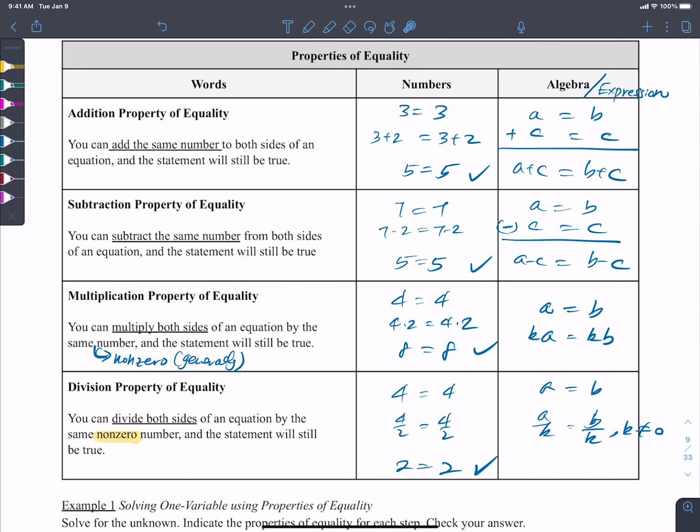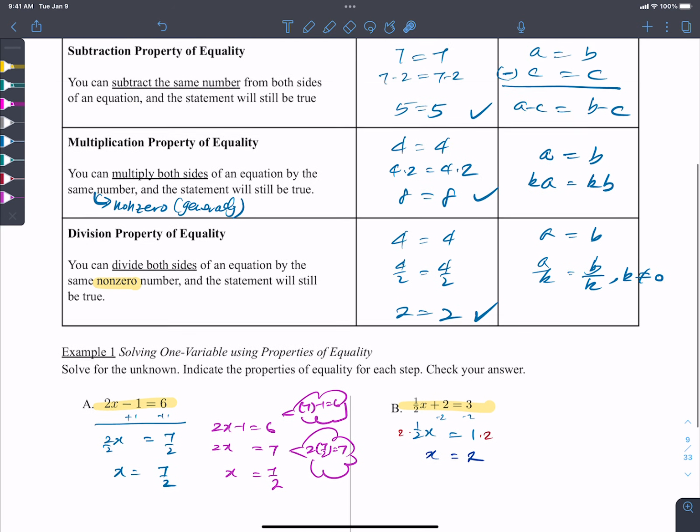And finally, the division property of equality. Let's say you have four equal to four, and let's say you decide to divide by 2 on both sides. You will end up with 2 on both sides. So if A is equal to B, and you divide both sides by K, then A divided by K has to equal B over K as well. Note that K cannot be 0. Hence, you can divide only by non-zero numbers.